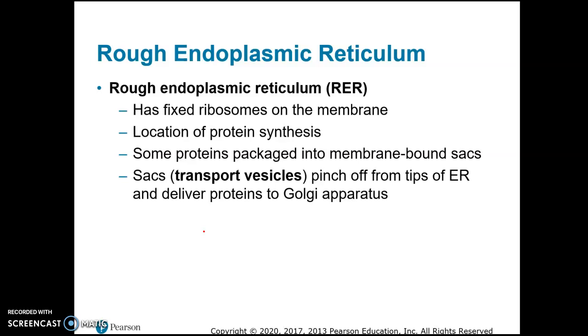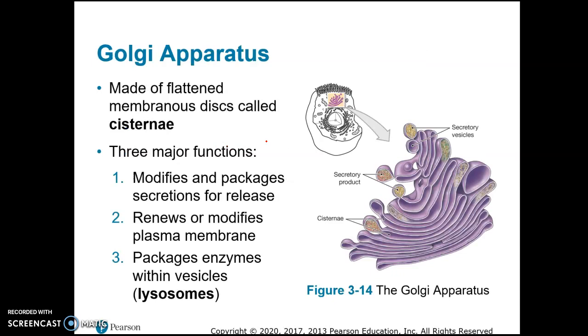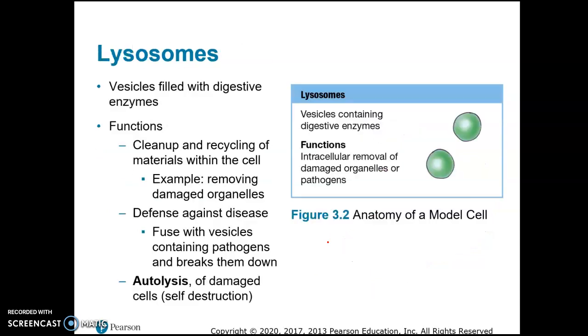Rough endoplasmic reticulum has ribosomes, so it's going to be more involved in protein synthesis. The Golgi apparatus takes the chemicals that are produced in the rough ER and smooth ER, modifies them, and packages them within vesicles. The Golgi apparatus forms lysosomes. It's the last step in the formation of a lysosome. A lysosome is a vesicle that's filled with digestive enzymes, and it helps to digest chemicals.